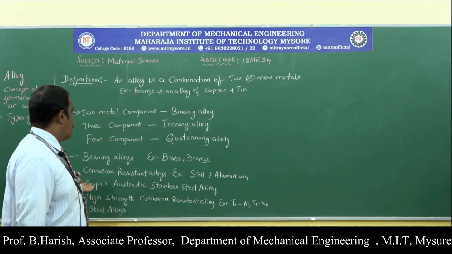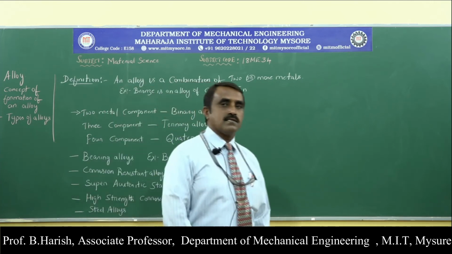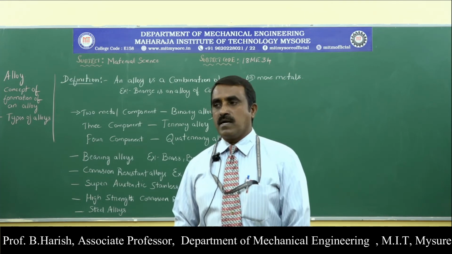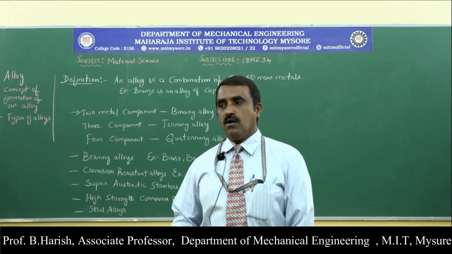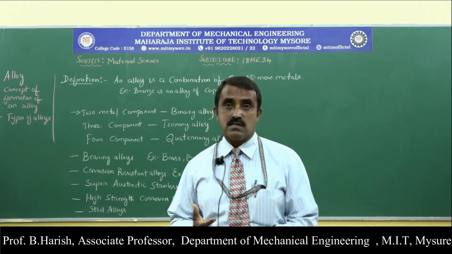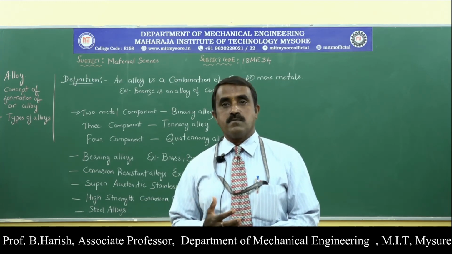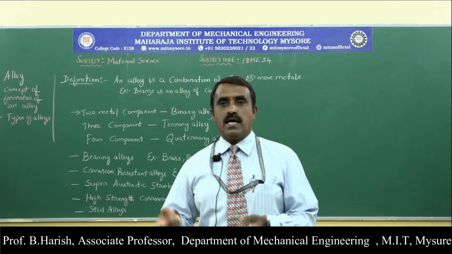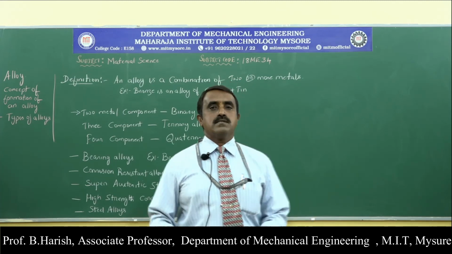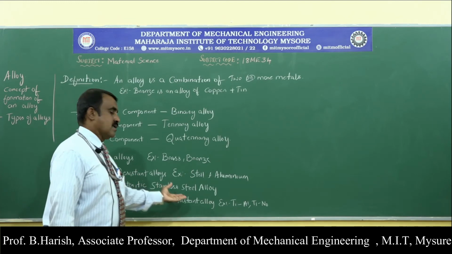Then the third one is super austenitic stainless steel alloy. Now steel by itself has got better corrosion resistance property. In order to increase the strength along with corrosion resistance, since steel already has corrosion resistant property and I want to increase the strength on the other end, increasing the strength and corrosion resistance property, we can have one more set of alloy, what is called super austenitic stainless steel.